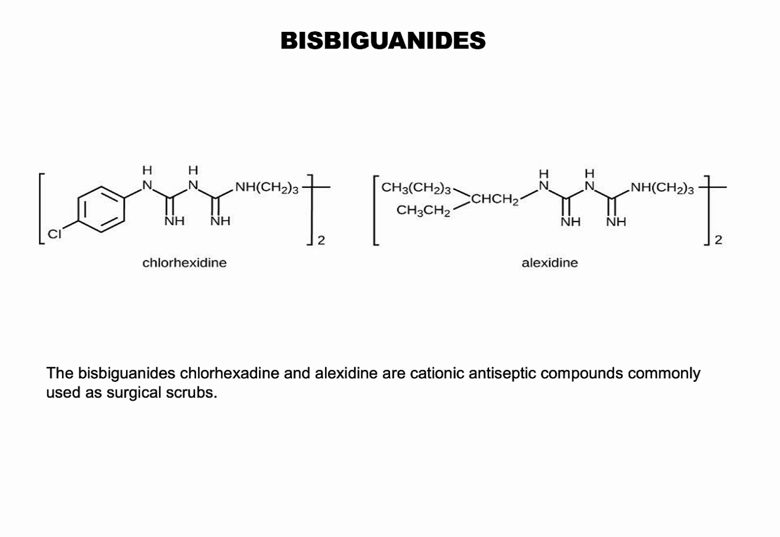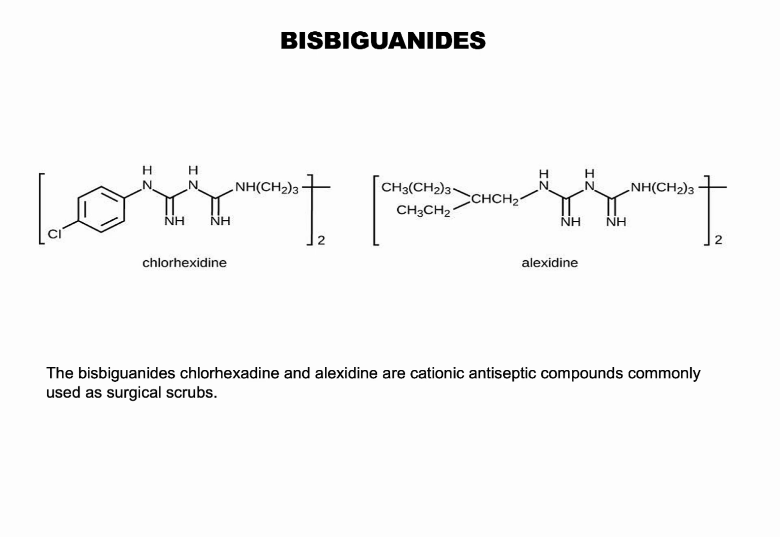Bisbiguanides, first synthesized in the 20th century, are cationic molecules with notable antiseptic properties, notably chlorhexidine. This antiseptic exhibits broad-spectrum activity against various microorganisms, including yeasts and both gram-positive and gram-negative bacteria, although it is ineffective against Pseudomonas aeruginosa due to potential resistance. Chlorhexidine disrupts cell membranes, acting as a bacteriostatic at low concentrations and bactericidal at high concentrations, and it is also effective against enveloped viruses. However, it is less effective against Mycobacterium tuberculosis and non-enveloped viruses and does not kill spores.